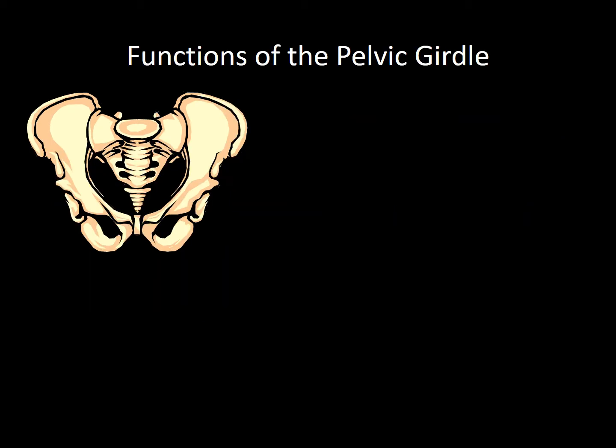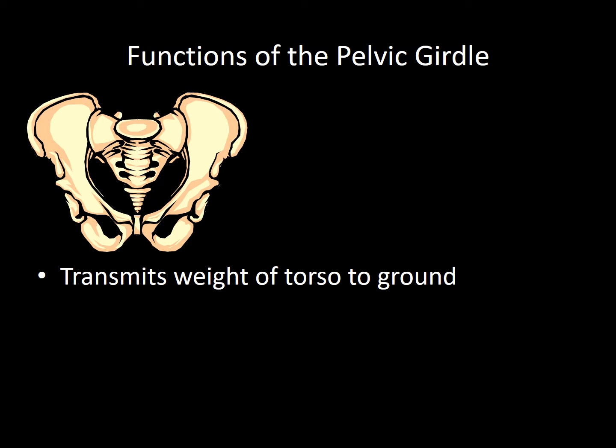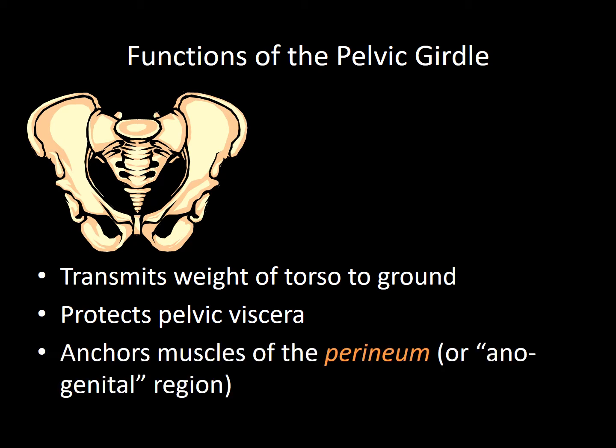So there are several functions of the pelvic girdle. It, of course, transmits the weight of your torso to the ground. It protects the very important pelvic viscera on the inside. And it anchors the muscles of the perineum, or the anogenital region. So this area actually has very complicated musculature. We are going to learn about a few of them. And the anchoring of these is important both for movement of your body and protecting your innards.